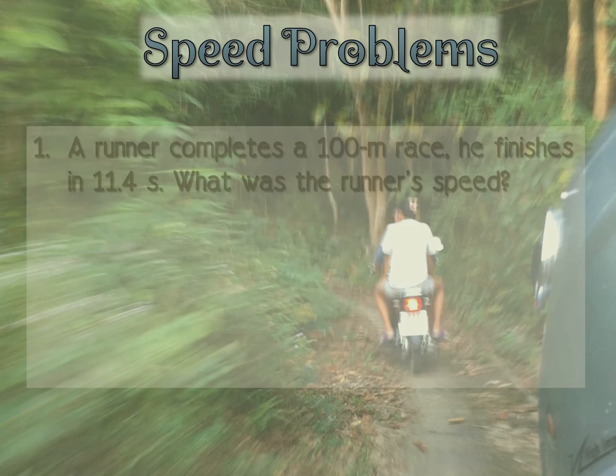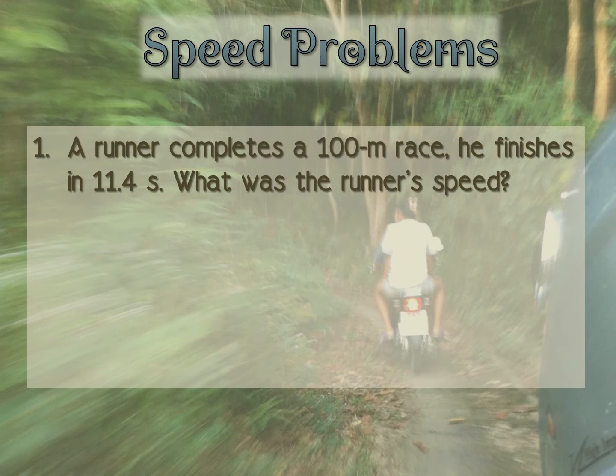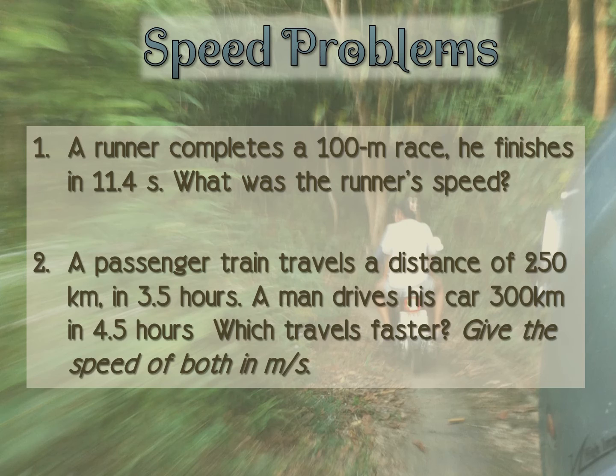So let's just have a quick look at some speed problems using that equation. A runner runs 100 meters and finishes that race in 11.4 seconds. What was their speed? Try and work it out for yourself. Or what about a passenger train? Travels a distance of 250 kilometers in 3.5 hours.